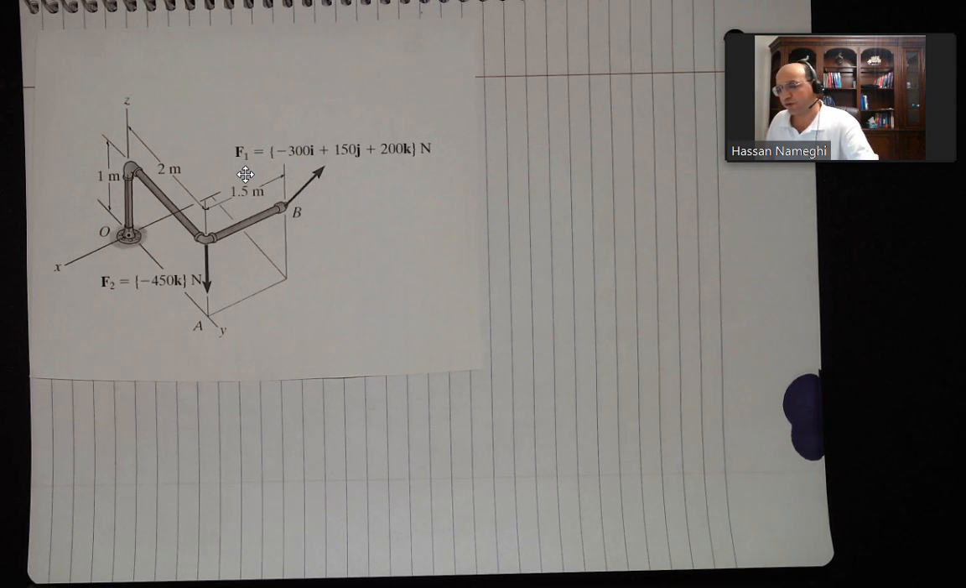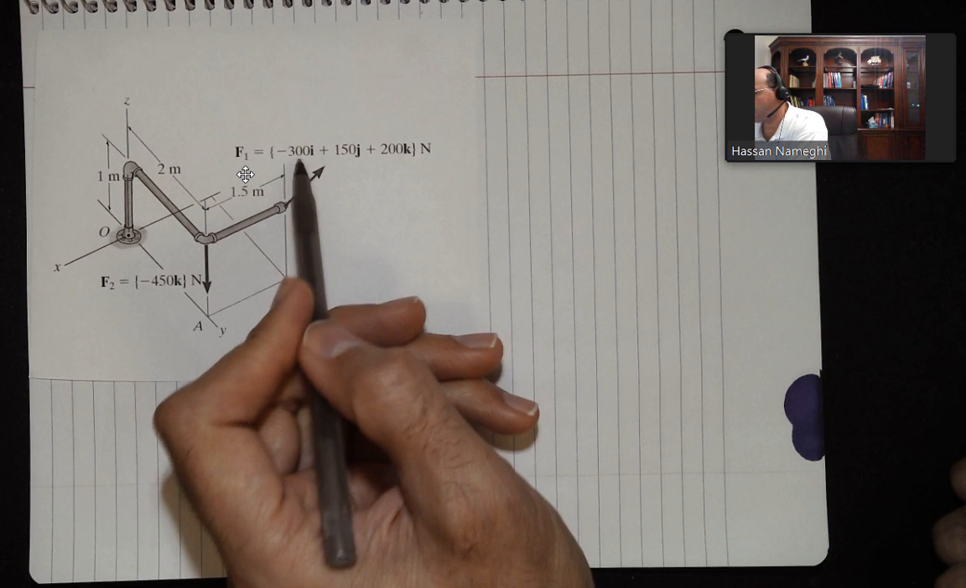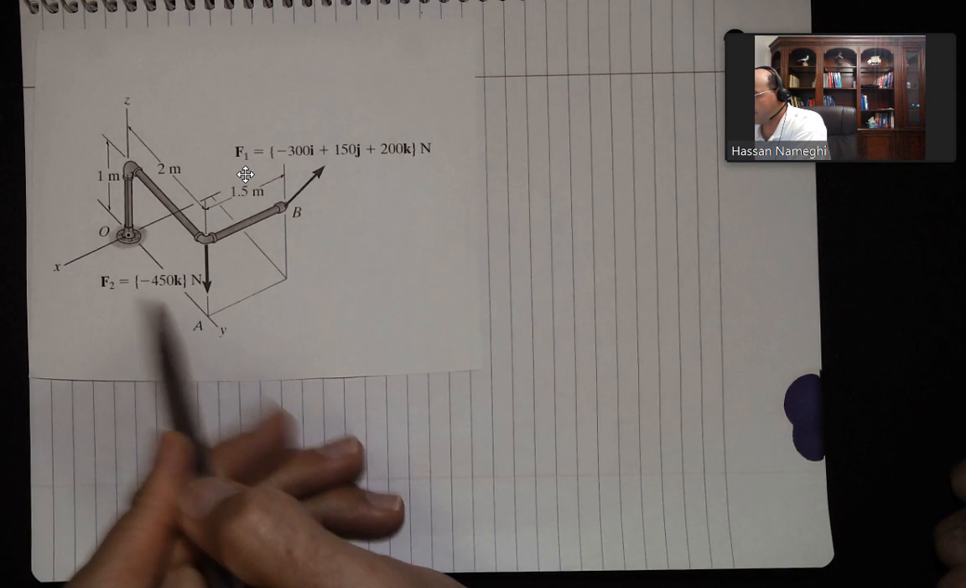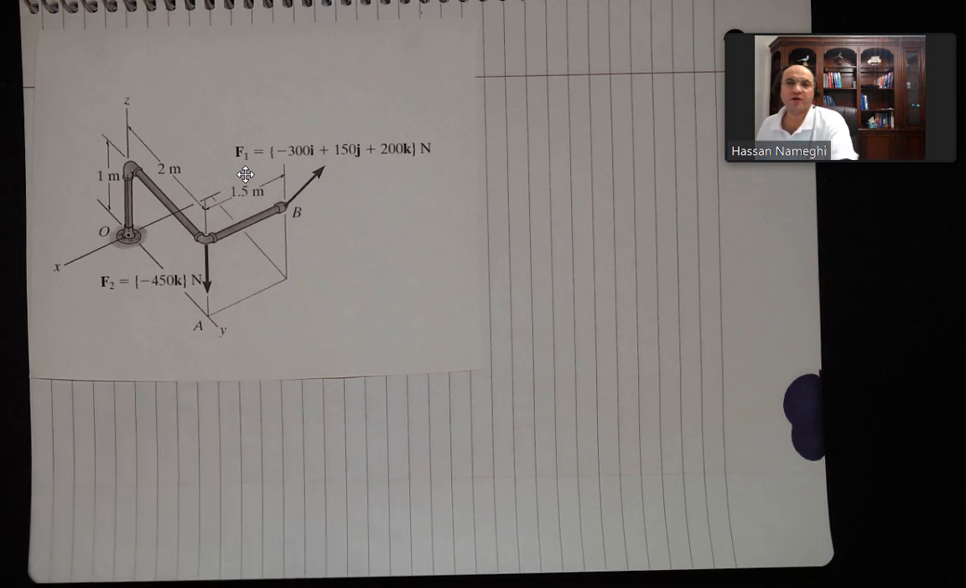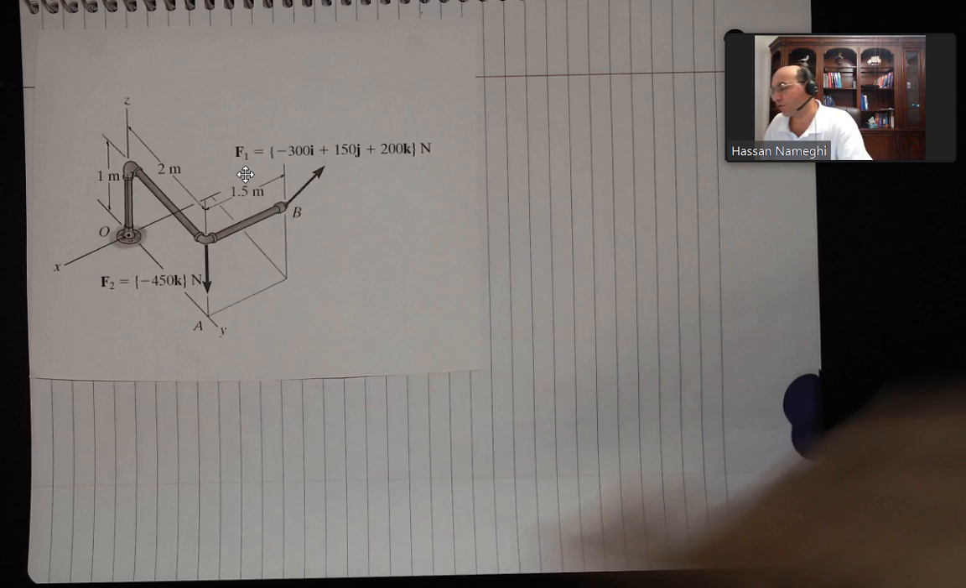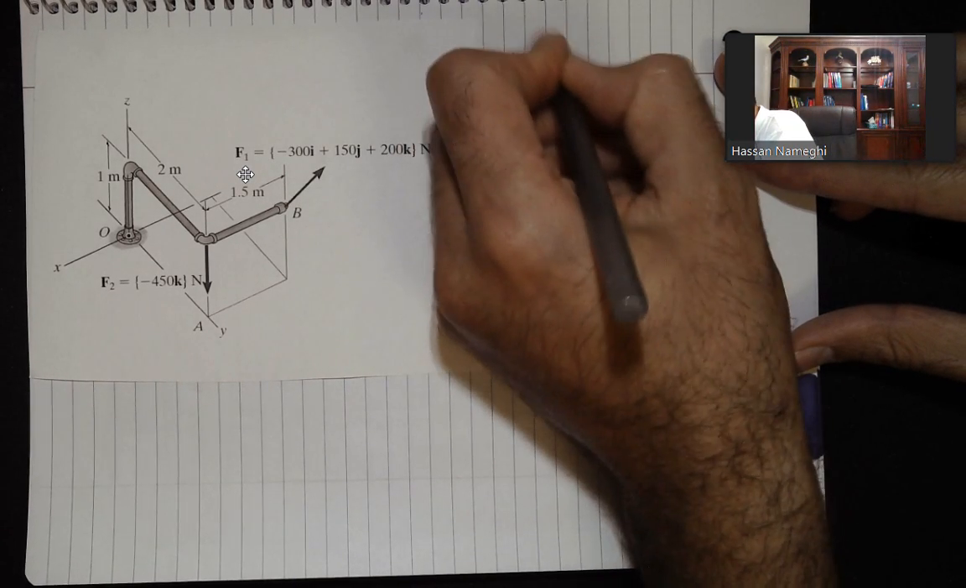Okay, we have two forces. Both forces are given to us in IJK format. That's the good news. And then we'd like to solve this problem using both a vector approach and a scalar approach. We want to find the moment about point O. So the question asks, find the moment about point O.